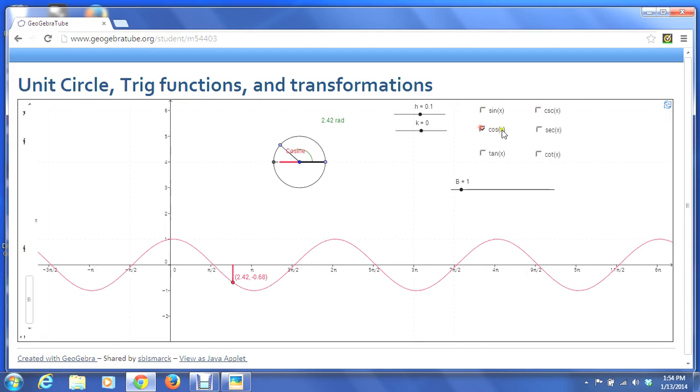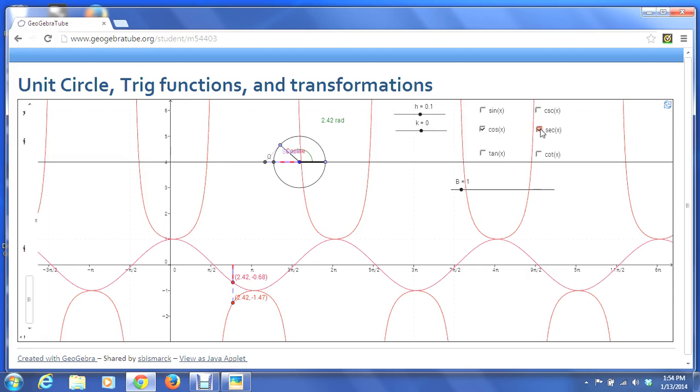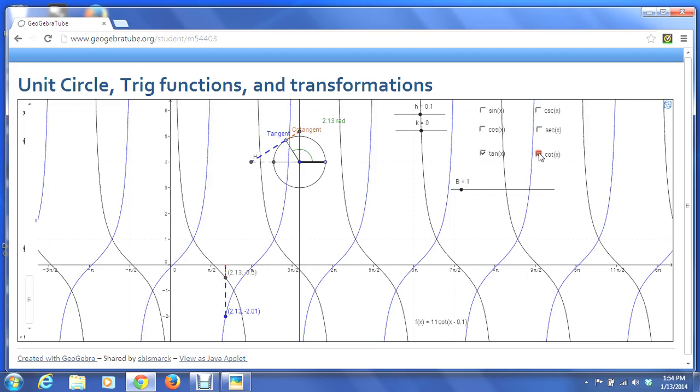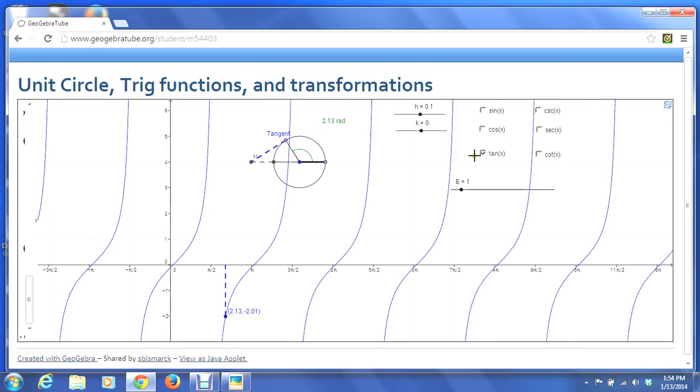And so this orange dotted line is given by the output for a given angle, gives me my cosecant function. Here's my cosine. Here's my secant. Again, we have the same asymptotic behavior, and that's also displayed on this triangle. And finally, we have tangent and cotangent, and they're essentially mirror images of one another, also with the same asymptotic behavior.